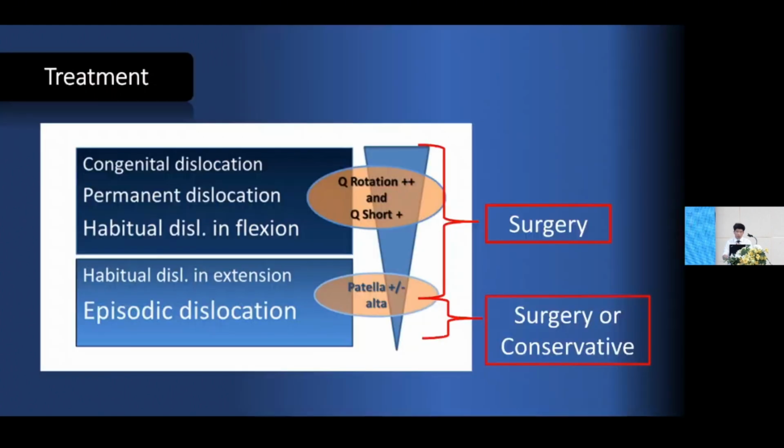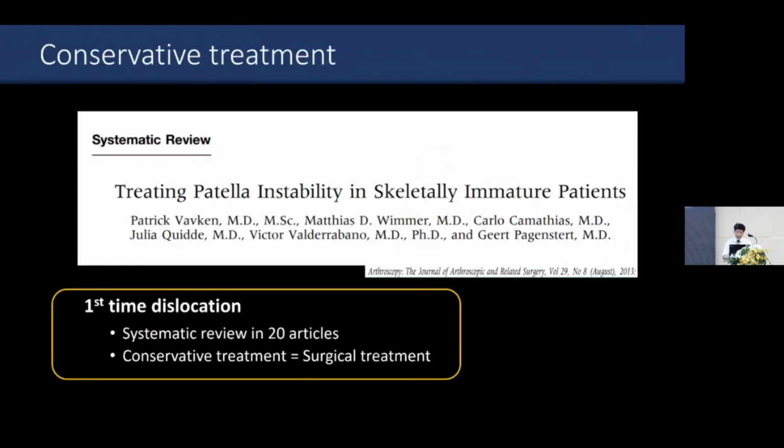adolescents. According to the classification I mentioned before, the more severe types are prone to surgery, while for the most common type, episodic dislocation, treatment can be either surgical or conservative treatment. That depends on many factors we will discuss later.